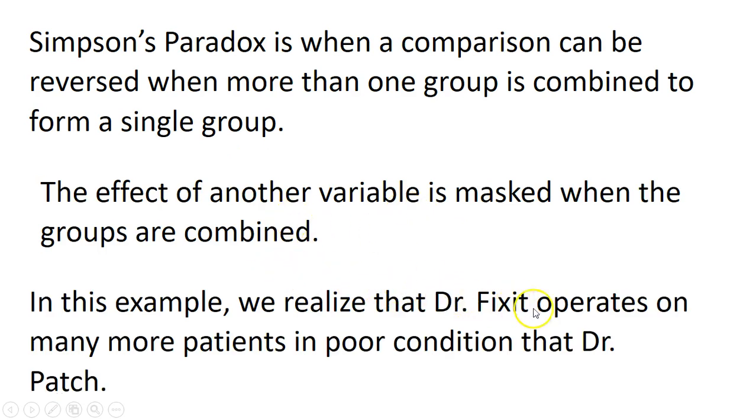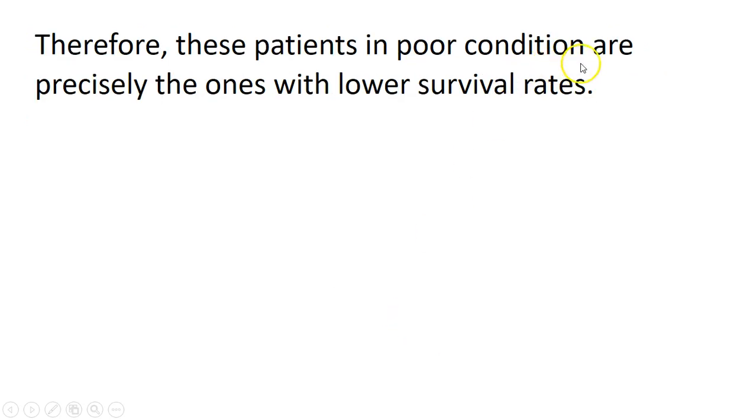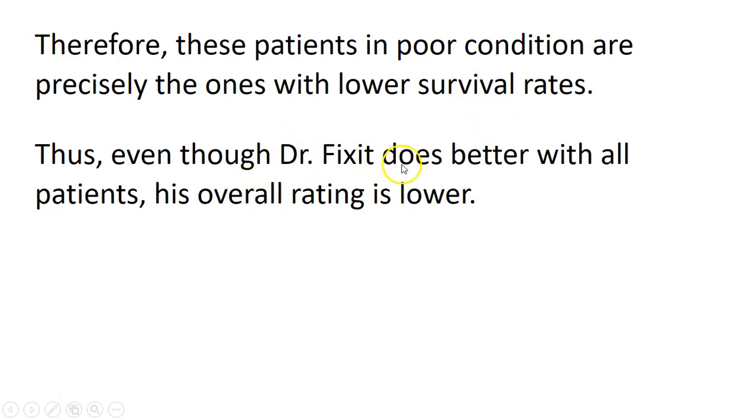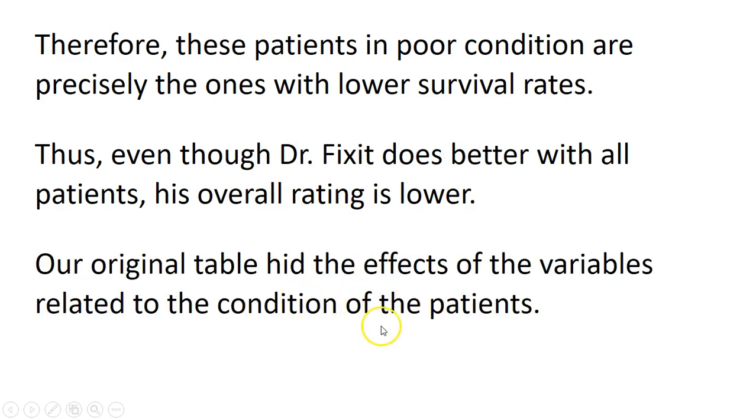So in this example, we realize that Dr. Fixit operates on many more patients in poor condition. And because of that, his overall rate went down. These patients in poor condition are precisely the ones with lower survival rates, and they should be. And thus, even though Dr. Fixit does better with all patients, his overall rating is lower, and our original table hid the effects of the variables related to the conditions of the patients. All right, so that kind of summarized some stuff with the two-way tables. We're going to have tons of examples of these to look at, but for the time being, that ends our notes on Chapter 4.